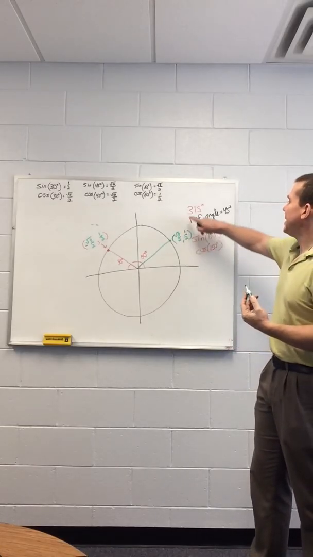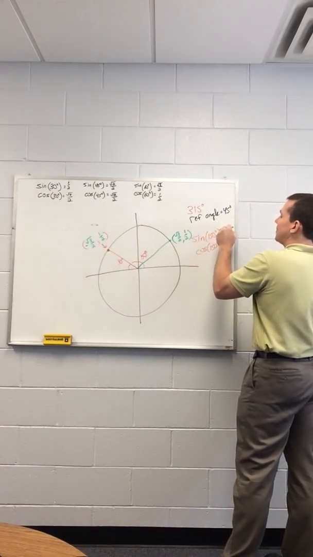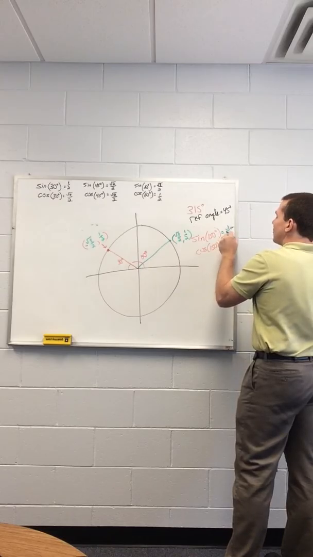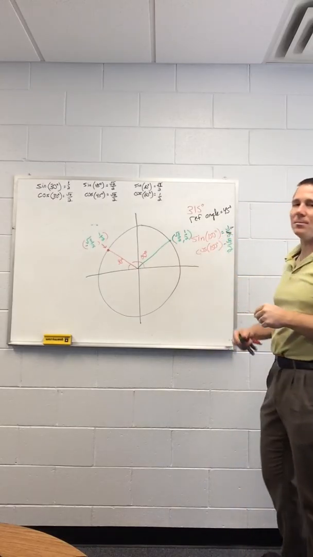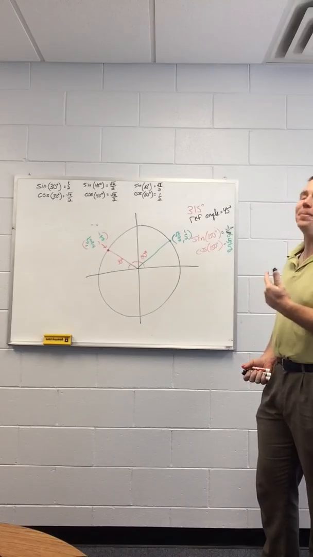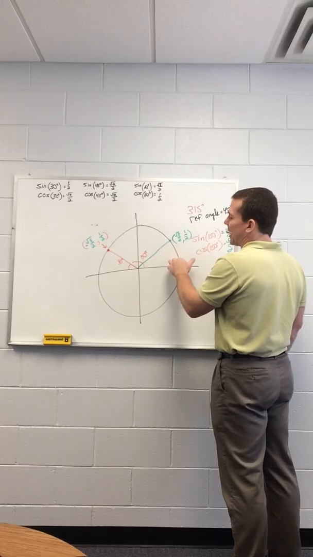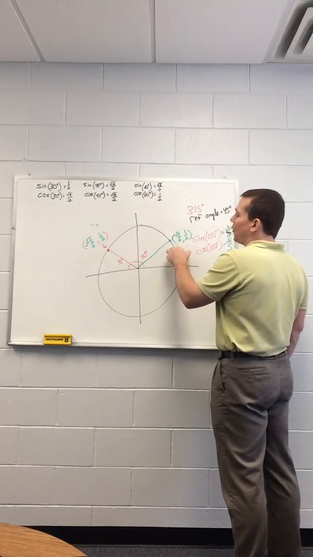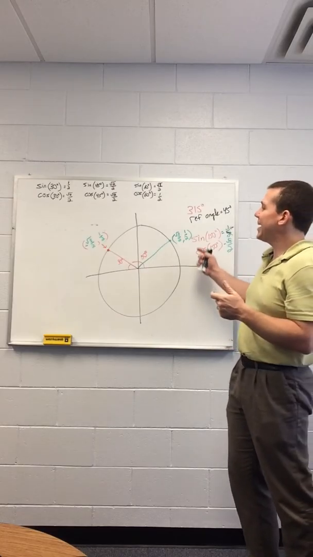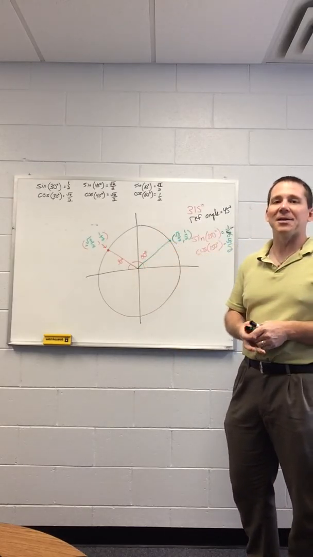And now I immediately get sine of 150 degrees. Well, that's the y value, 1/2. Cosine of 150 degrees, that's the x value, negative root 3 over 2. So using these reference angles helps us a great deal. If we understand the basic values of sine, cosine for 30, 45, and 60 degrees in the first quadrant, we can now expand it to all 4 quadrants when we combine this reference angle idea.